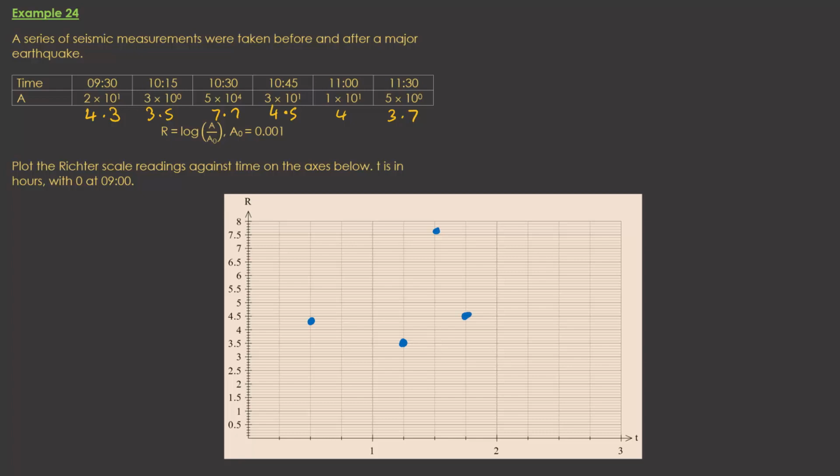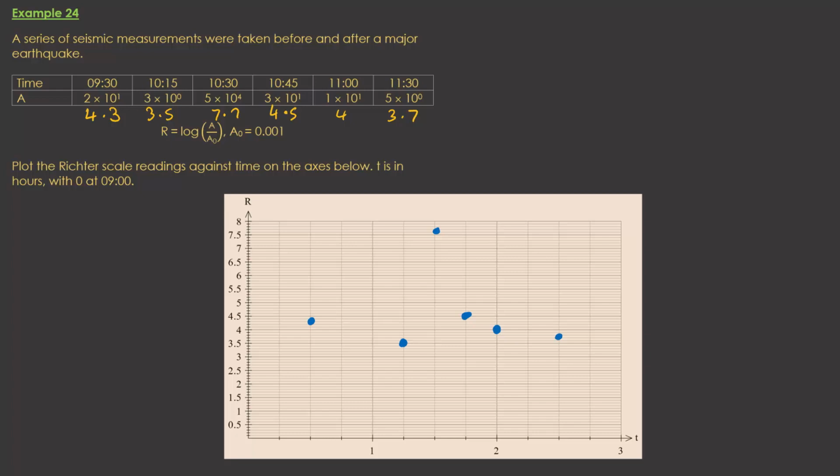And then at 11, we get a value of 4. It's just there. And then finally, at 11:30, there's another shock measured at 3.7, which is about there.